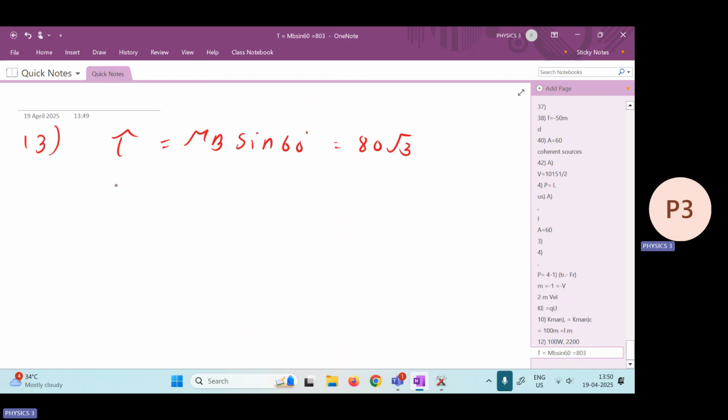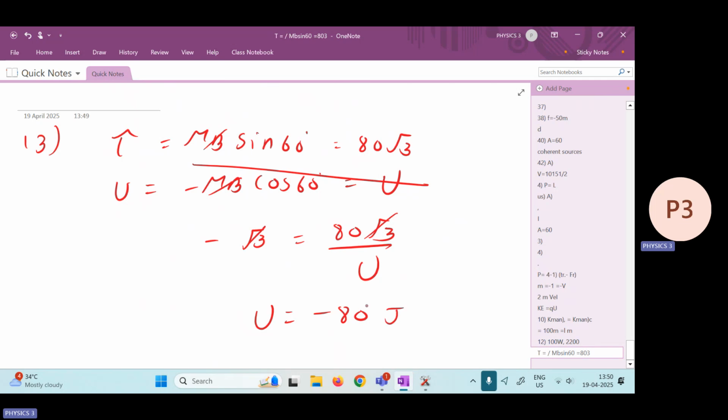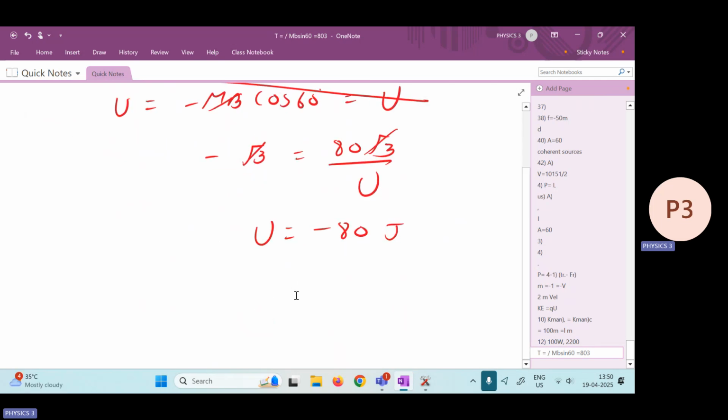And now we have to find potential energy. So U we know is minus mB cos theta. So theta we are given is 60. So that we have to calculate. So if we divide both of them, then mB got cancelled out. It becomes minus tan 60, and tan 60's value we know is root 3. So that will be 80 root 3 by U. So this root 3 cancels out. U comes out to be minus 80 joule. So option A, which says minus 80 joule, is absolutely the correct answer, right? Now let's go to the next question.